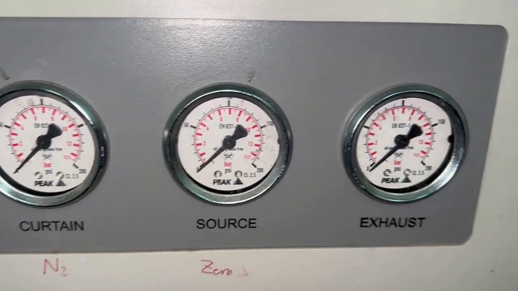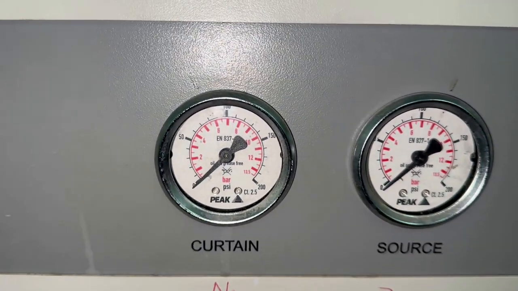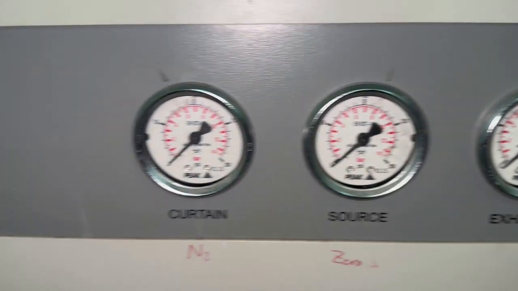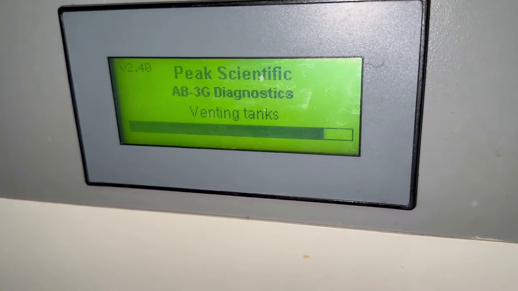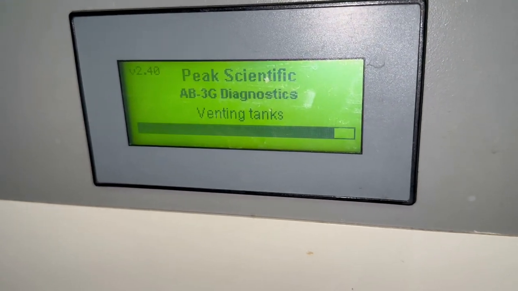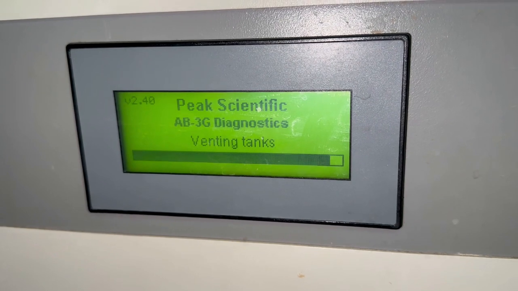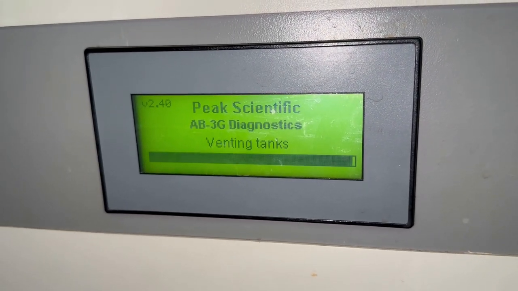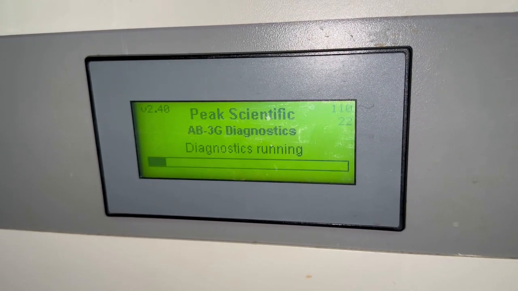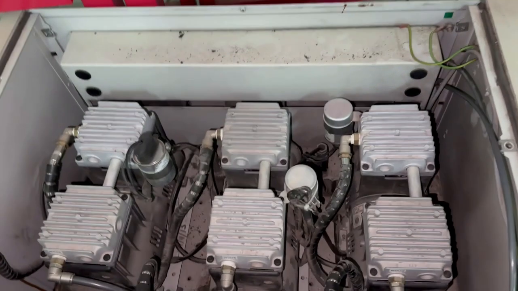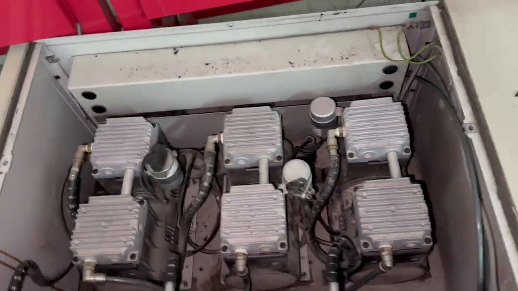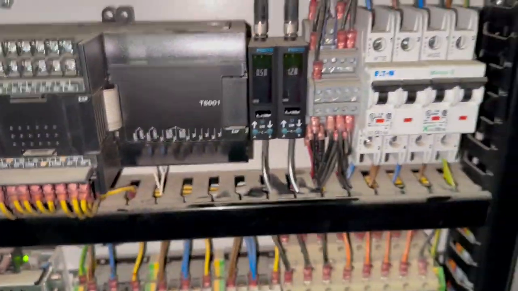At the dial gauges, you can see it's 0. Venting the tanks. So once this is completed, hopefully it again starts working in a normal mode. Now diagnostic running. So in the diagnostic mode, we try to check all its components, like 3 compressors, the pressure, and the filters.